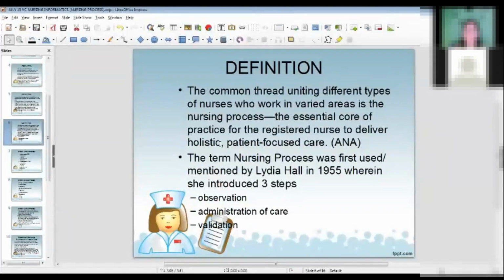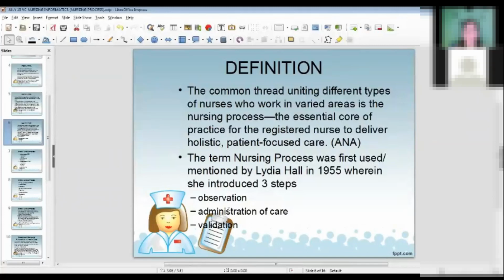The term nursing process was first used by Lydia Hall in 1955. Lydia Hall is one of the theorists in nursing. She proposed the nursing process wherein she introduced 3 steps. So this is the history of the nursing process. And what are these 3 steps? We have observation, administration of care, and validation.